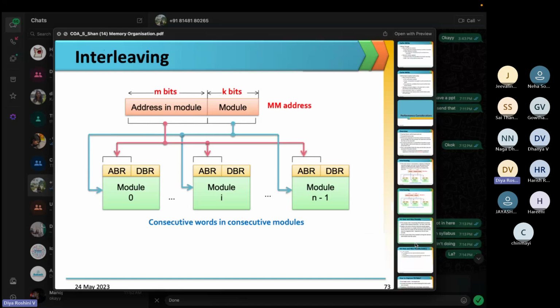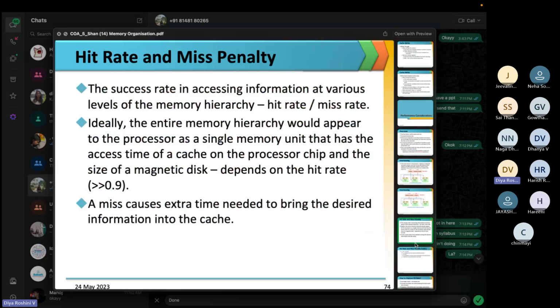Okay, hit rates and miss penalty. So what is a hit rate? It basically tells you how many of the total attempts you actually find whatever you need successfully in the cache. That is a hit rate or a miss rate. Hit rate is basically number of hits by total attempts, and miss rate is total number of misses by total number of attempts.